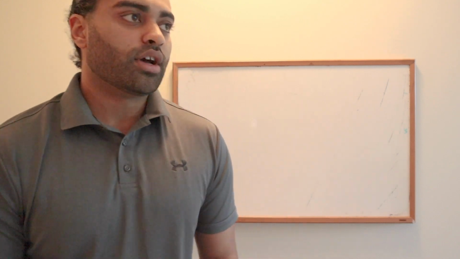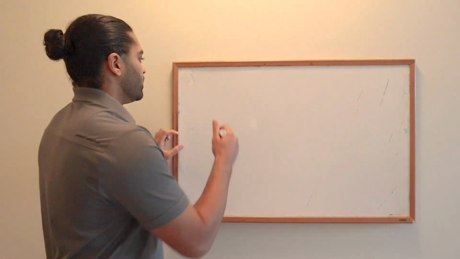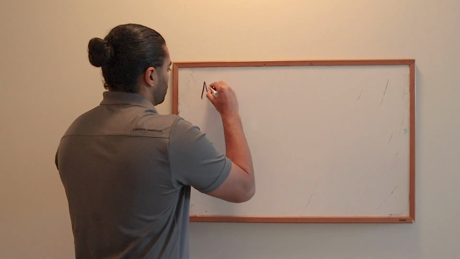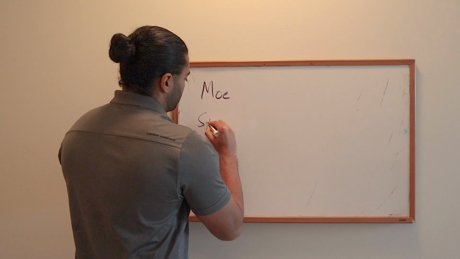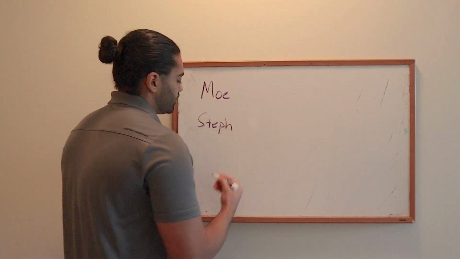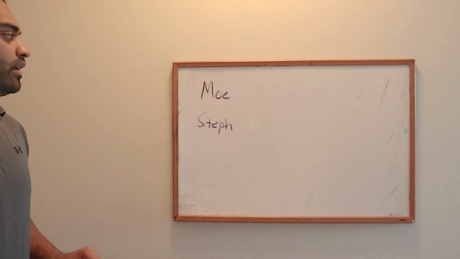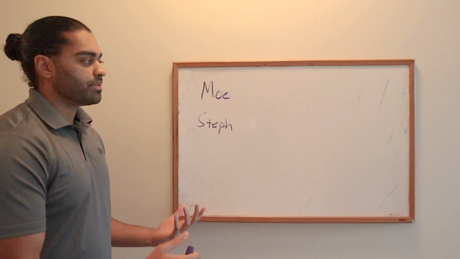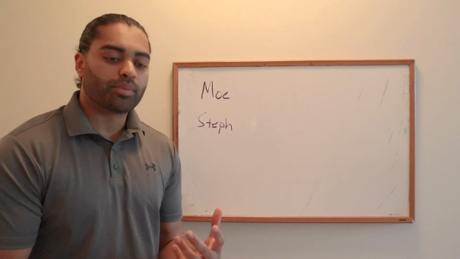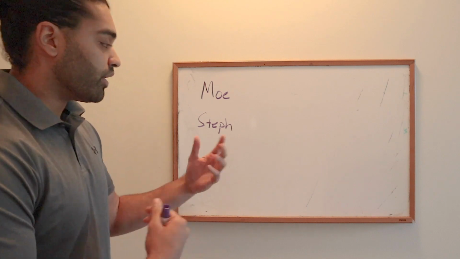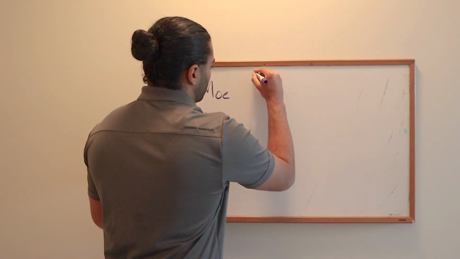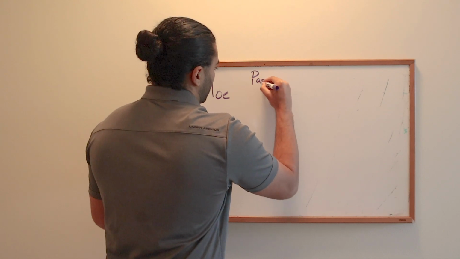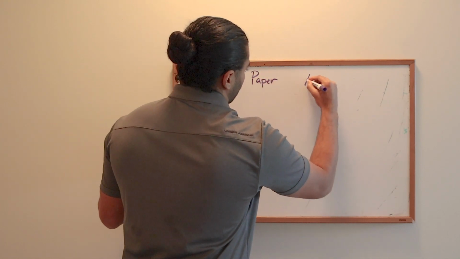Okay, so now we're going to do some calculations with this. So let's say we have two individuals. Let's just say Mo and Steph. So this is going to walk you through the calculations on how to calculate opportunity cost. Because again, we can do this mathematically, or if I were to give it to you in a word problem, you can calculate or figure it out through there as well. So they're going to produce two types of goods. Let's just say paper and apples.